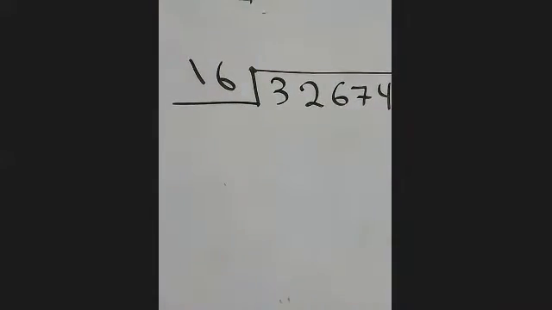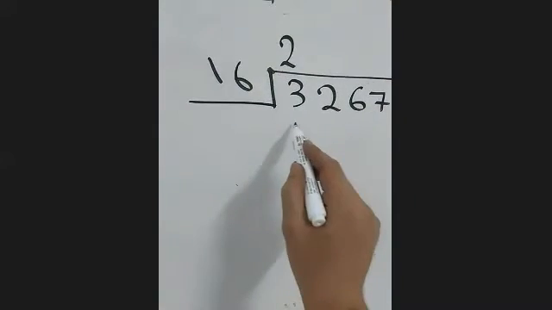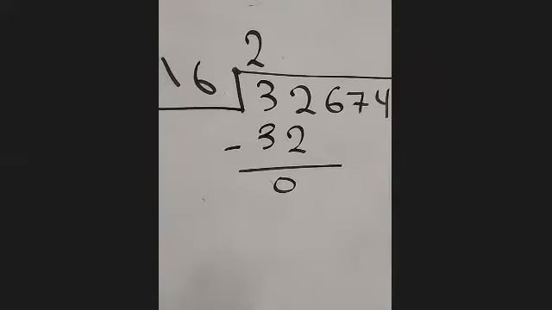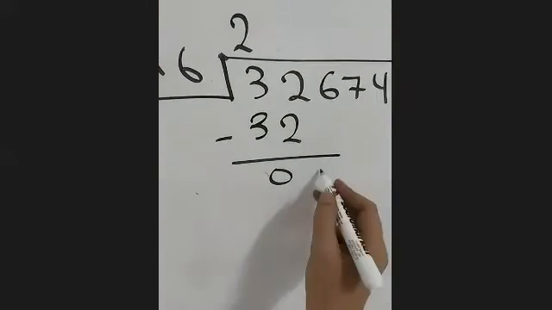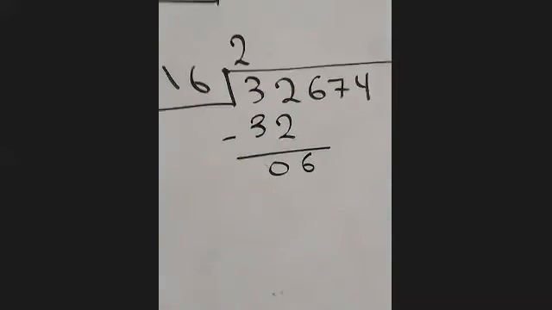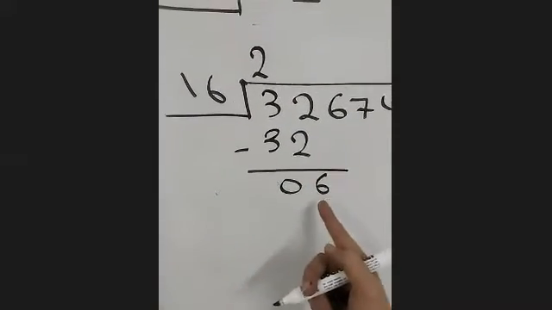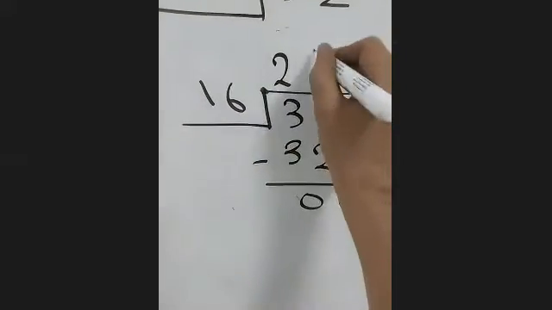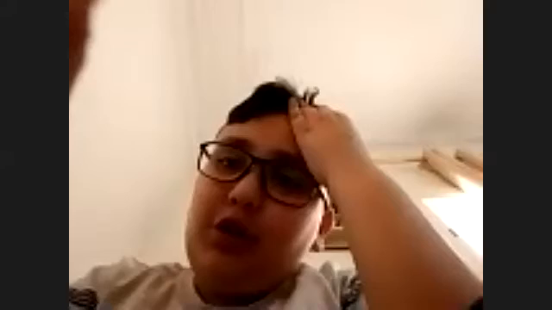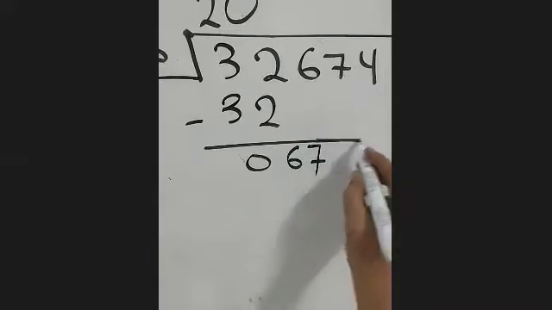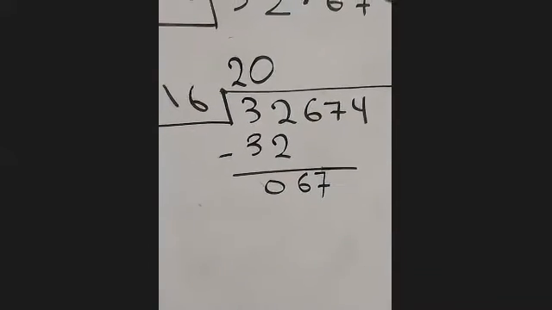3 cannot divide by 16, but 32 can divide. 2, right? 2 multiply 16, 32. Subtract, 0. Now we bring the 6 down. And we stop. 6 is less than 16. What do we need to put in the quotient? 0. Now bring the 7 down. It will be 67. 67 on 16, 4.